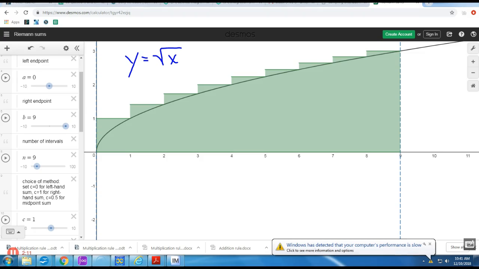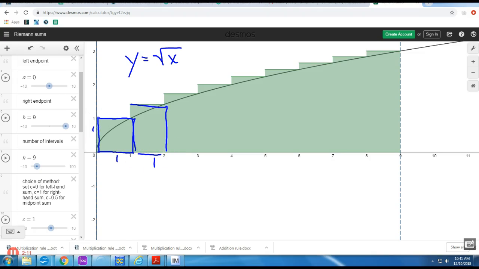So what I did was 0 to 1 is my first interval. I went up to the right-hand endpoint, went back across, pretended that was the height the entire time. So your base was 1, your height was 1. Your base was 1, your height is the square root of 2. Your base is 1, height is the square root of 3. I'm not going to do them all. Just one more. Base is 1, height square root of 4, which is 2.